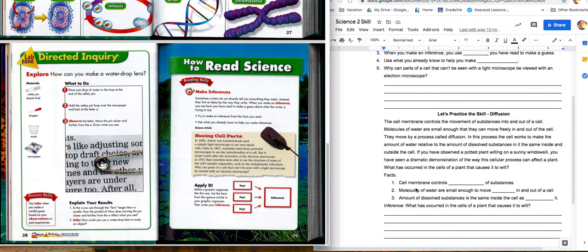Okay. The other reason I like this skill, guys, is it has introduced us to a lot of things we're going to talk about in the next lessons, from these scientists here to the inventions to what diffusion is. So it kind of gives you an introduction to what's going on.